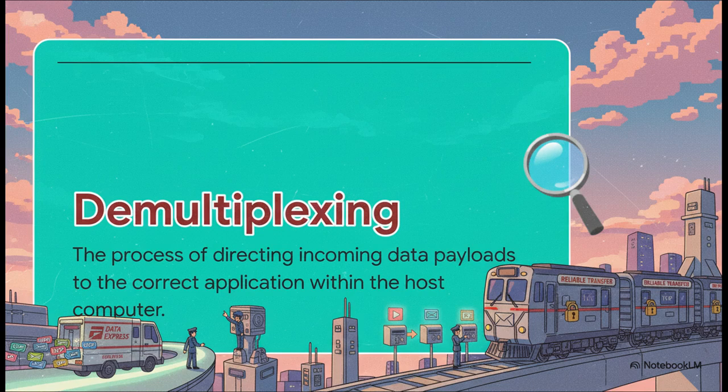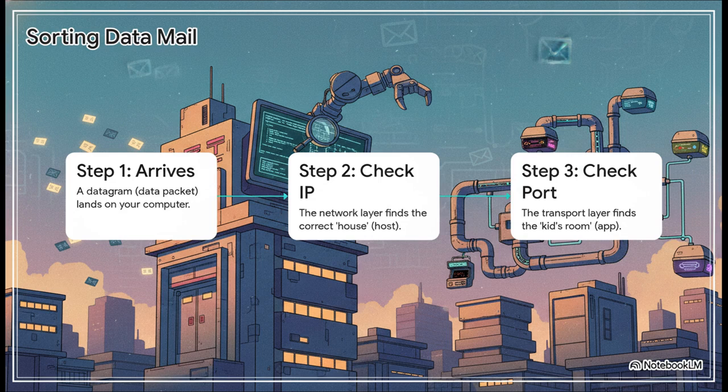I know, it sounds super technical, but don't let the name scare you. It's just the official term for what the parents in our analogy do. It's the simple act of taking a big pile of incoming mail from the mailbox and sorting it, making sure every single letter gets to the right person, or, in our case, the right application. And the way it works is actually super logical.